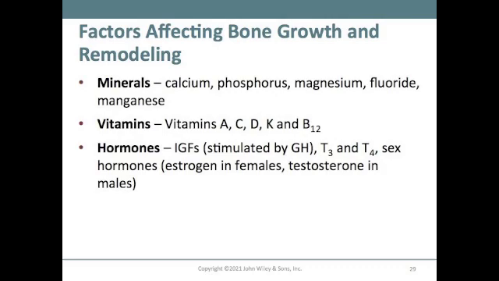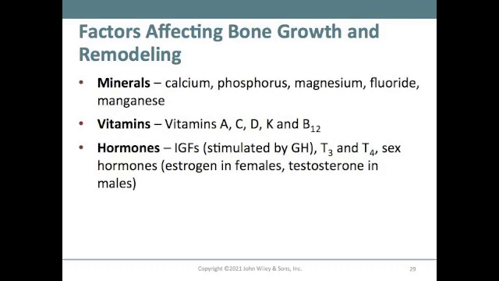Vitamins, it also has to do with vitamins. And you can see here that important vitamins for your bone are A, C, D, K, and B12. And if you're going to take B12, I would just take B complex, because B complex is awesome. It has so many benefits to your mitochondria in your bone. Just take the B complex. Don't even worry about the B12. B12 will be in the B complex, so there you go.